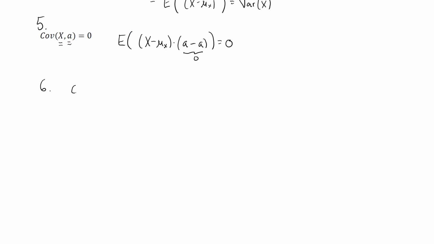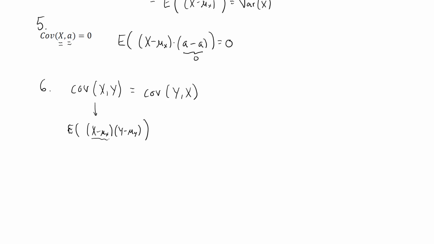Number 6, the covariance between the random variables x and y is the same thing as the covariance between y and x. It doesn't matter in which order I put x and y. This simply follows from the fact that multiplication is commutative. This thing is just the expected value of x minus mu x times y minus mu y. So it's a product of these two. I can of course change places of these two terms, and then I get the covariance of y and x.